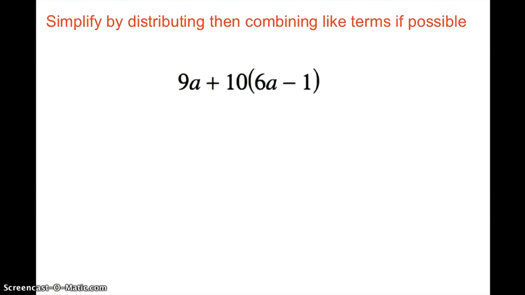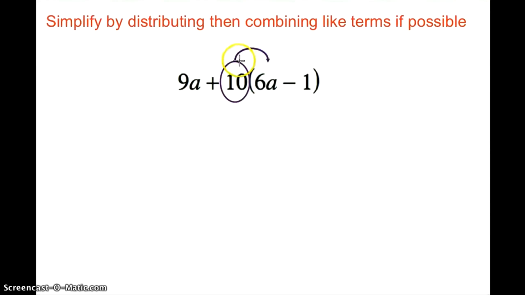I'm going to distribute the 10 to all things inside the parentheses because there are 10 groups of 6a minus 1. So I'm going to circle 10 because that's what I'm going to distribute. Then I'm going to draw my arrows as to what I'm going to distribute to.